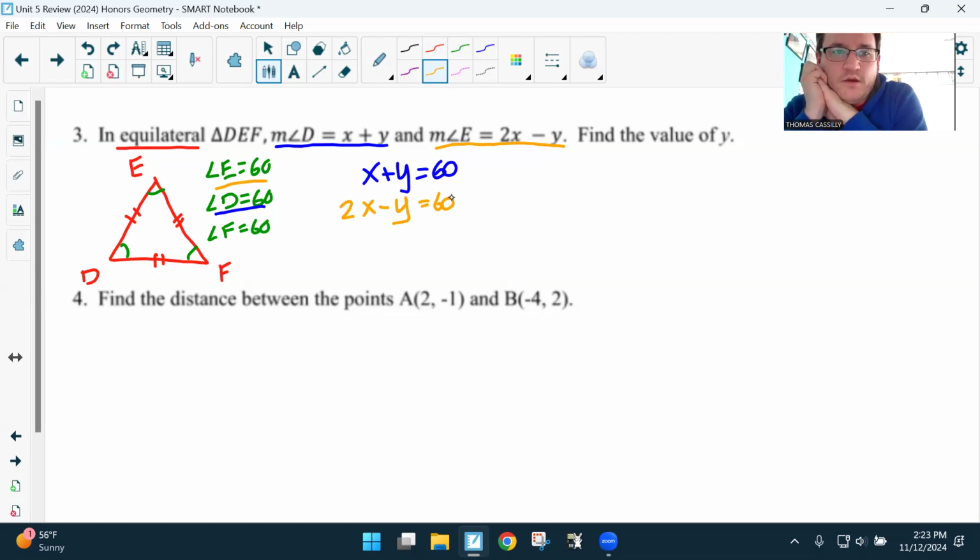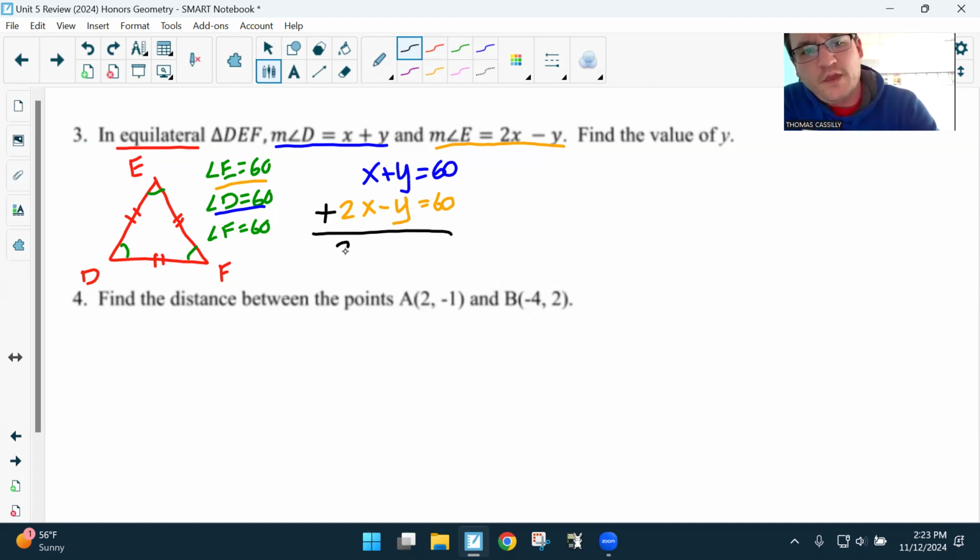Now, I know it's a system of equations because I have an x and y. Anytime you have 2 variables inside of an equation, it's kind of a red flag that we need to set up a system of equations. Now, if you look at this system, you'll notice I got a positive y and a negative y. They will cancel if I add them straight down.